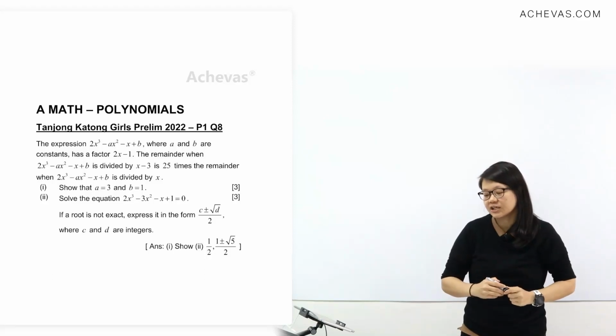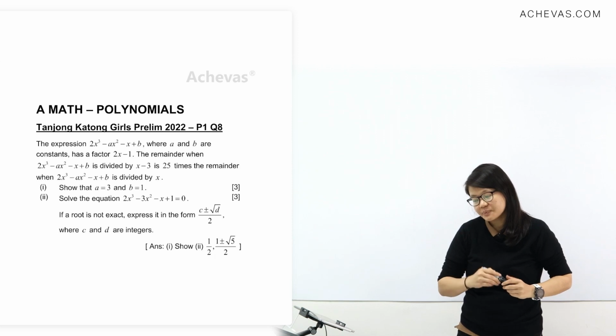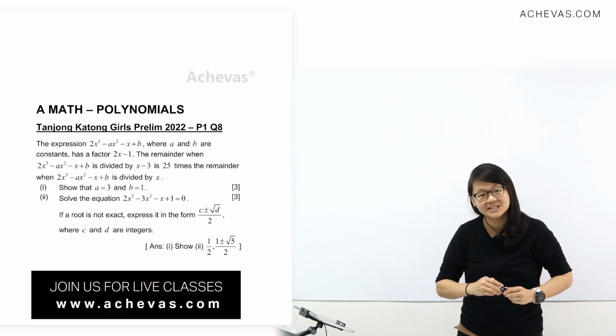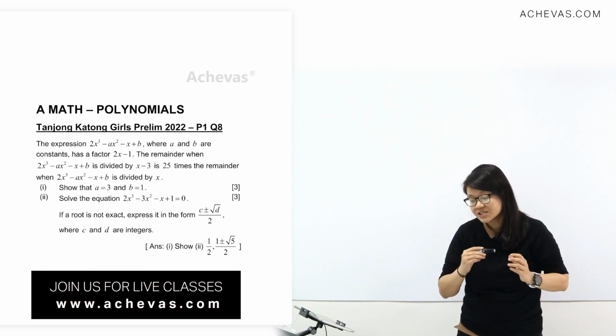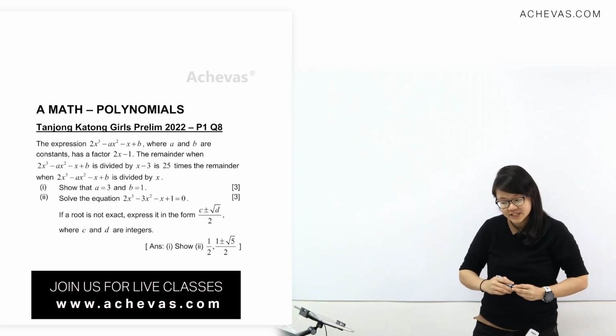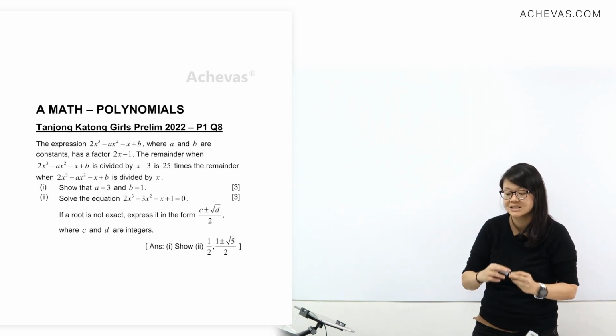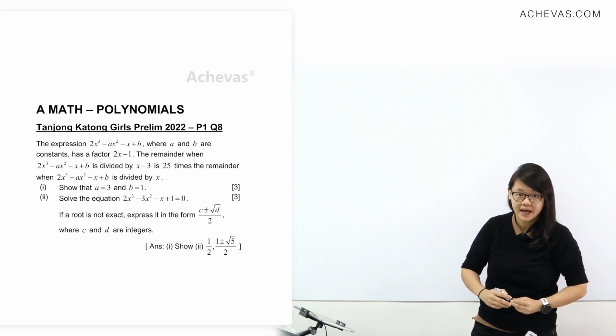Let's take a look at Tanjong Katong Girls Prelim 2022 Paper 1 Question 8. The expression 2x cubed minus ax squared minus x plus b, where a and b are constants, has a factor 2x minus 1. The remainder when 2x cubed minus ax squared minus x plus b is divided by x minus 3 is 25 times the remainder when 2x cubed minus ax squared minus x plus b is divided by x.